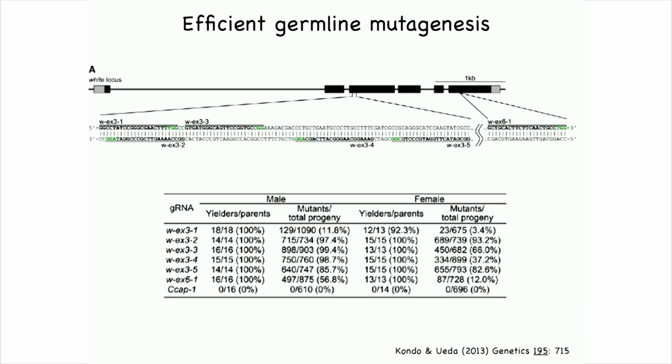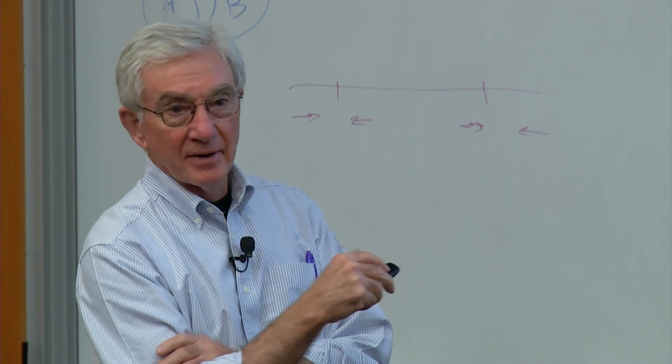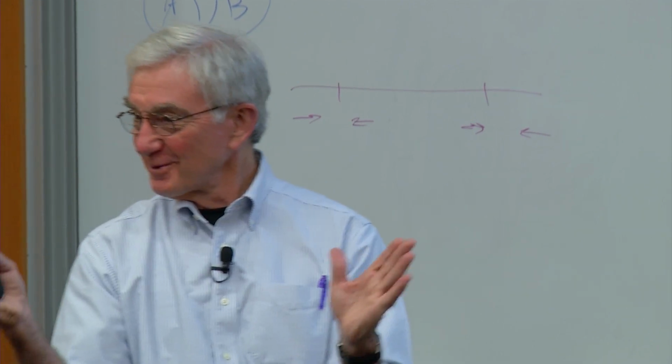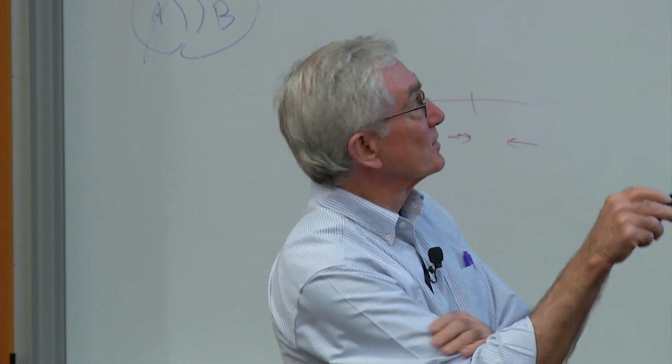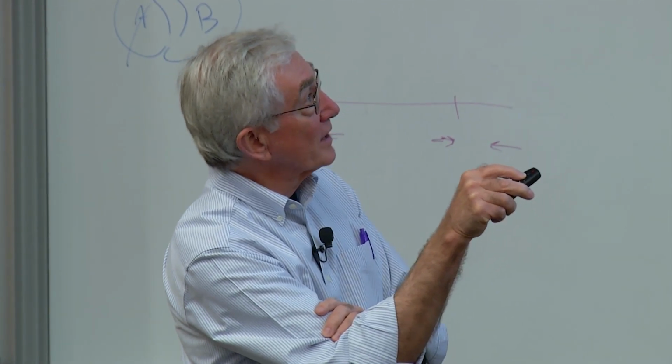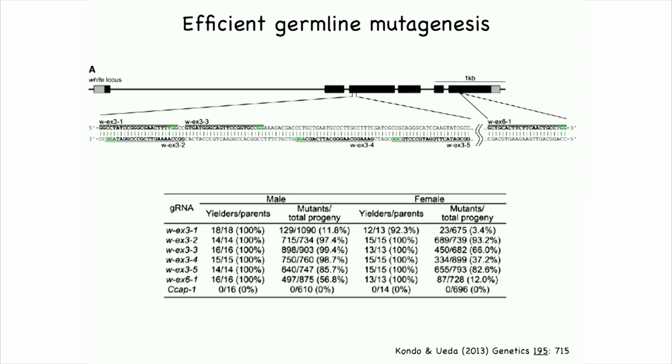And the first column just says how many of the parents that were injected with that particular guide RNA, or, sorry, this is a cross. So how many of the parents that were involved in a cross with this particular guide RNA gave new white mutants? And the answer in all cases was they all gave new white mutants. How many of the progeny of those flies were new white mutants? And the answer is that some of them worked pretty well, and some of them worked like gangbusters. Here, there are only 5 flies out of nearly 1,000 that weren't new white mutants. And this is in the male germline. In the female germline, things were always a little lower.